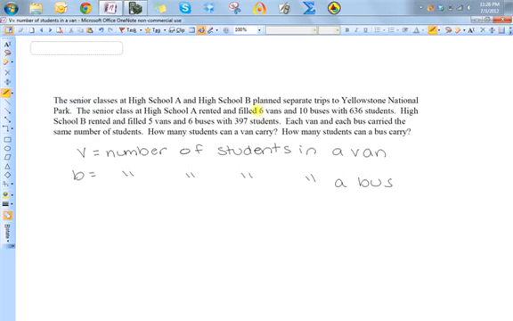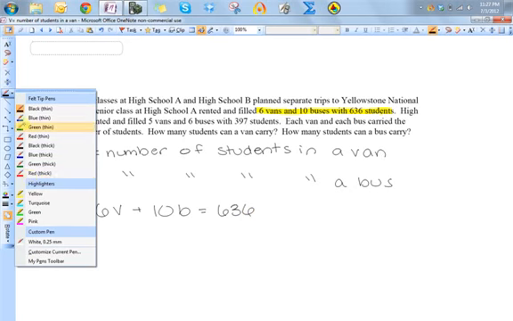So they rented 6 vans and 10 buses and got 636 students. So what they have here is 6 of the number of students in a van and 10 of the number of students in a bus for a total of 636 students. So I can represent that by 6 times the number of students in the van plus 10 times the number of students in a bus equals 636.